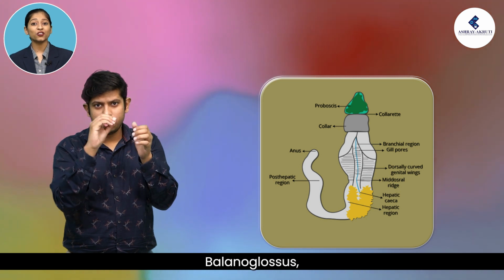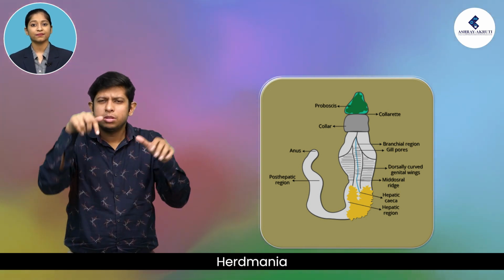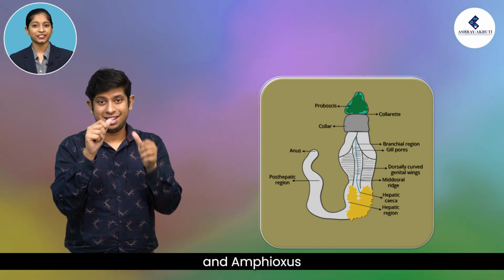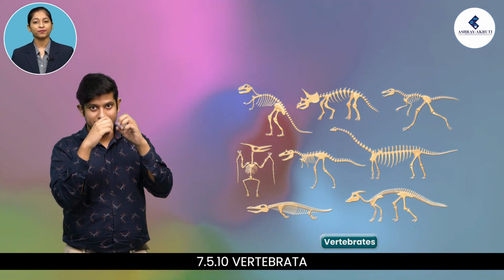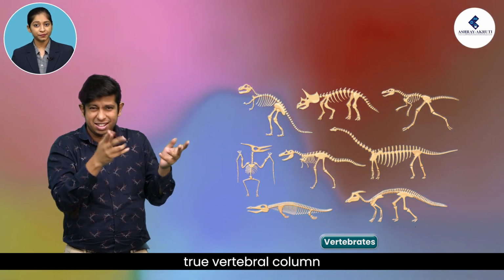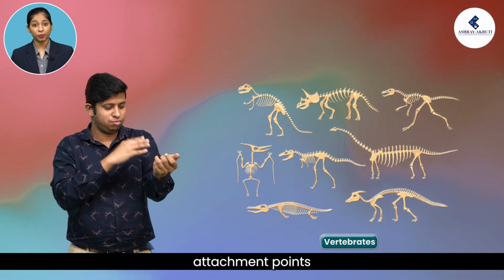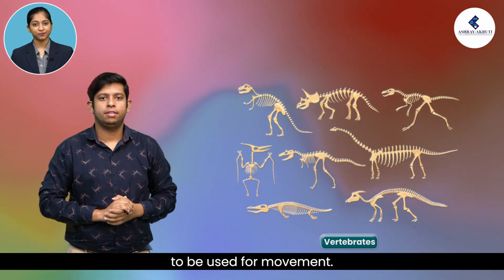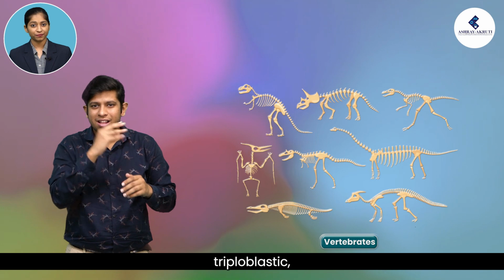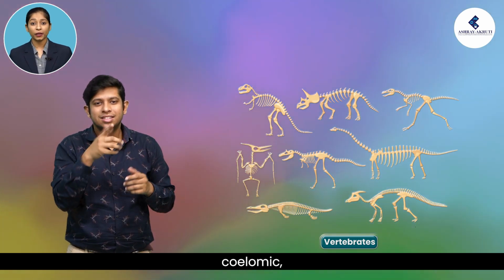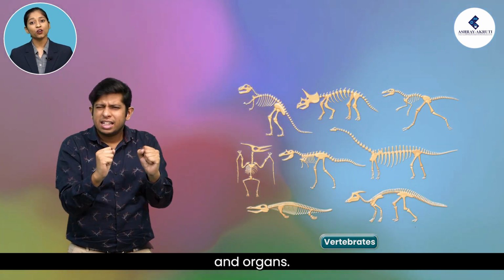Examples are Balanoglossus, Herdmania, amphioxus. Vertebrata. These animals have a true vertebral column and internal skeleton, allowing a completely different distribution of muscle attachment points to be used for movement. Vertebrates are bilaterally symmetrical, triploblastic, coelomic and segmented, with complex differentiation of body tissues and organs.